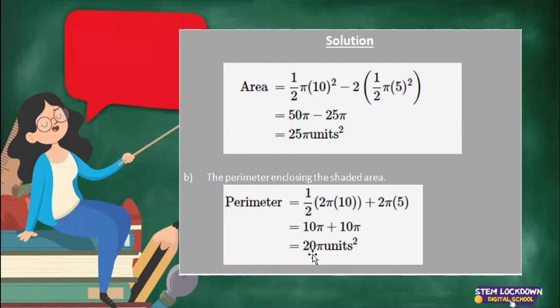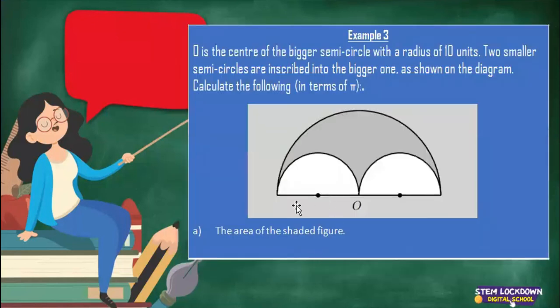The perimeter enclosing the shaded area. Get that? Remember that this other length here will not be added. The perimeter enclosing the shaded area is the gray part here. It refers only to this half circumference, and the shaded area is bounded by this half circumference and this half circumference of the two smaller semicircles. So that is what we add together. I do hope you understand that.